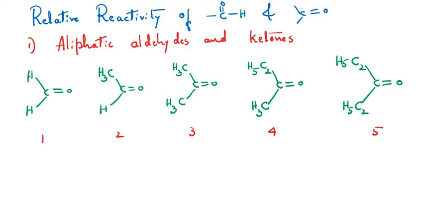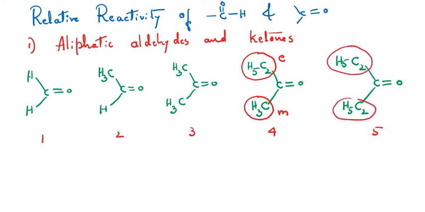The first one is called formaldehyde, the second compound is called acetaldehyde, the third compound is called acetone, and the fourth compound, here we are having an ethyl group, and here we are having methyl. Alphabetically E comes first, then followed by M, that is methyl. So therefore it is called ethyl methyl ketone. And the fifth one, both are having the same alkyl group, that is ethyl and ethyl. So therefore it is called diethyl ketone.